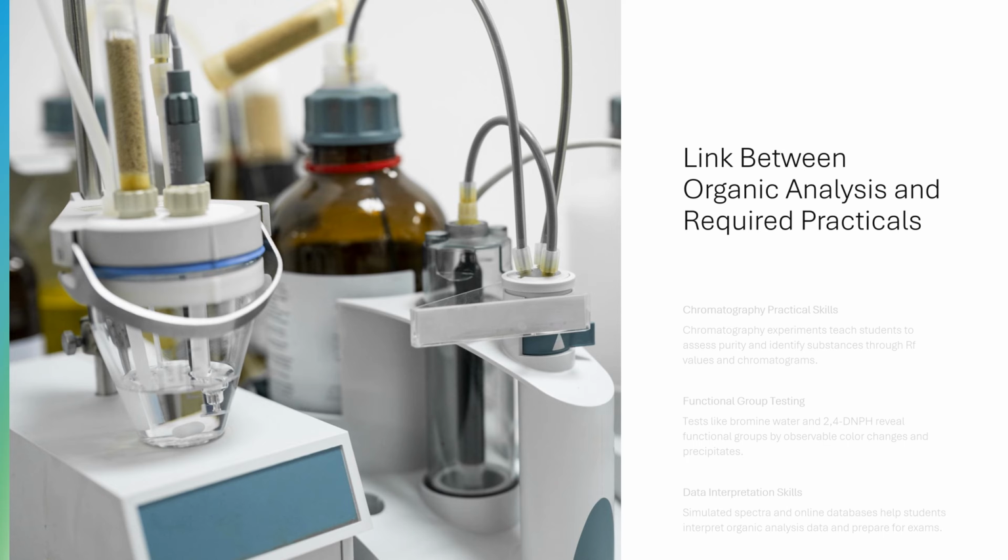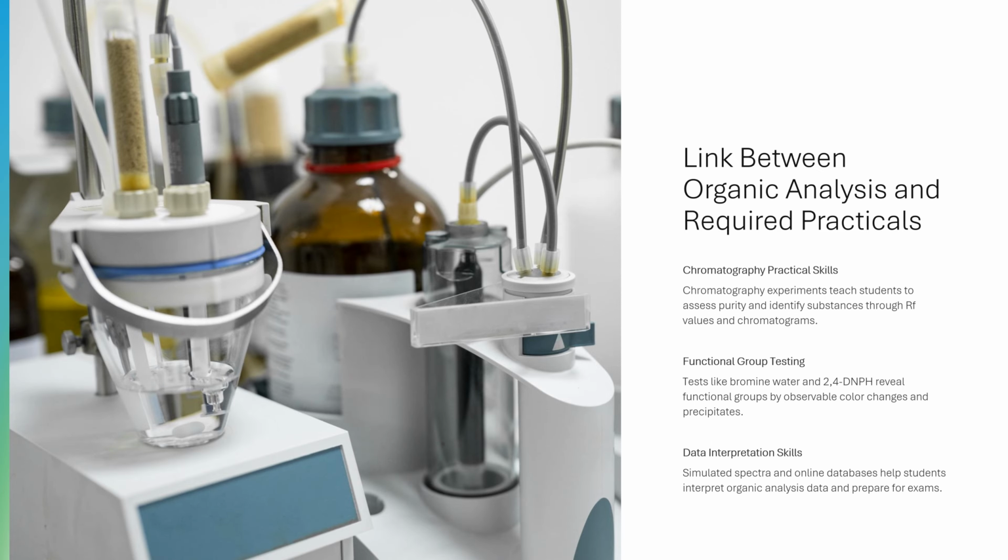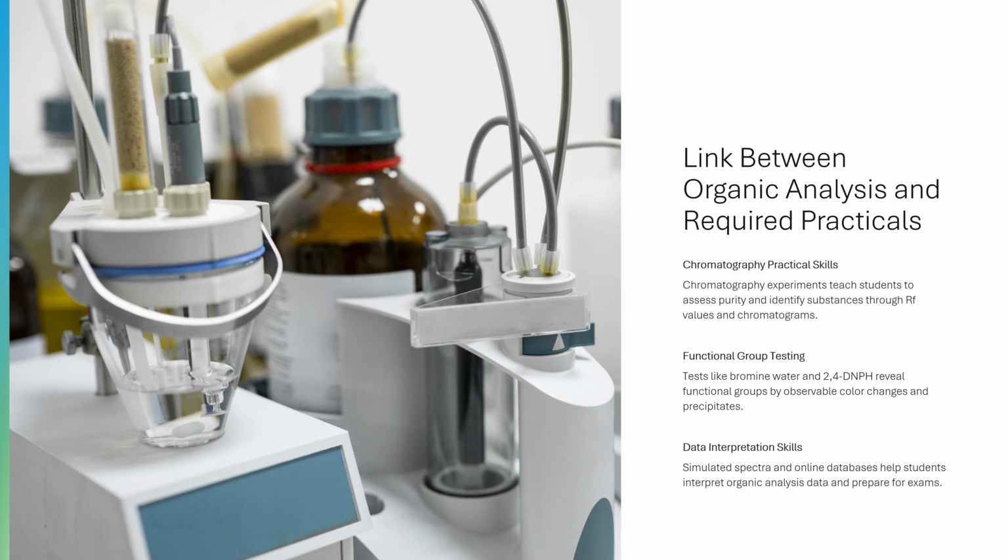Practical activities such as chromatography experiments, preparation of organic compounds, and testing for functional groups provide students with real data that mirrors exam-style questions. One key practical skill is the use of chromatography to assess purity and identity. Functional group testing is another major practical area. Performing tests such as the bromine water test or 2,4-DNPH reaction allow students to observe color changes and precipitate formation firsthand. Finally, while students may not operate advanced instruments like NMR spectrometers in school laboratories, practical work introduces the idea of data collection and interpretation.